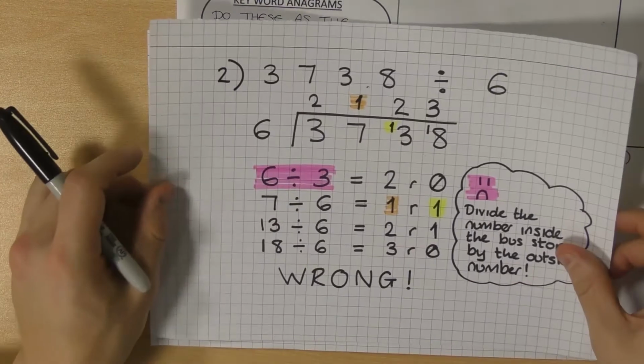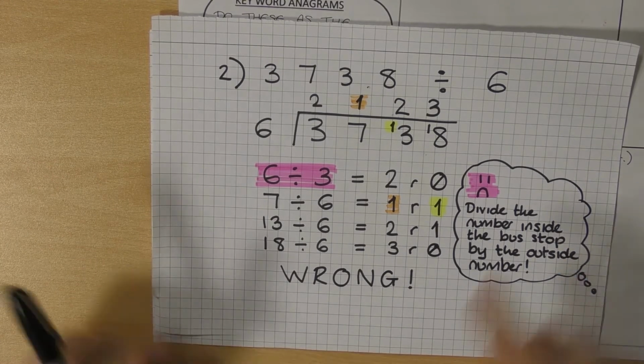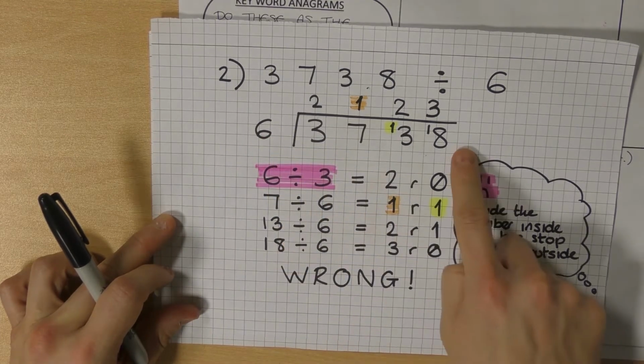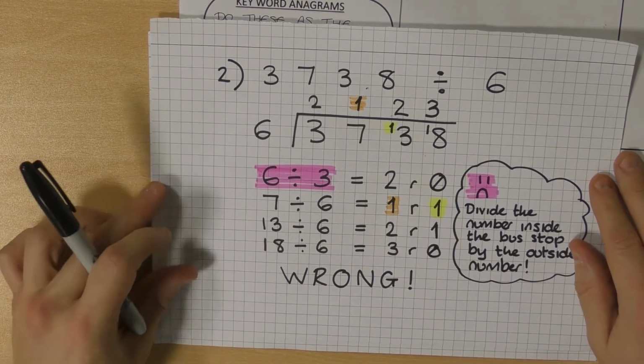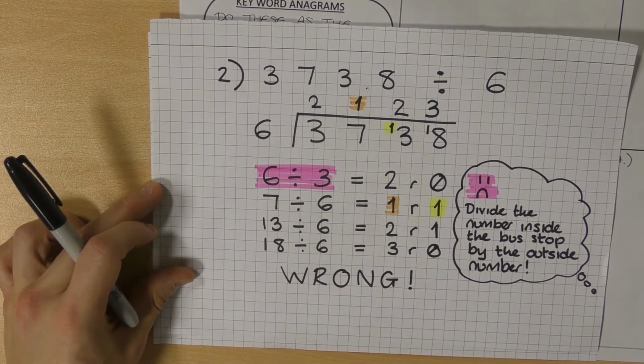Question 2. 3738 divided by 6. Same process applies. What I divide by goes on the outside. I have spaced out my bus stop to ensure that it is neat and easy to use. I now say 3 divided by 6.